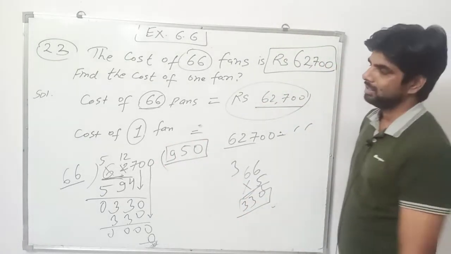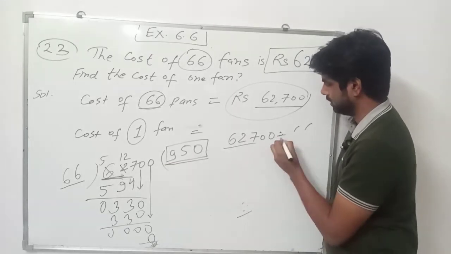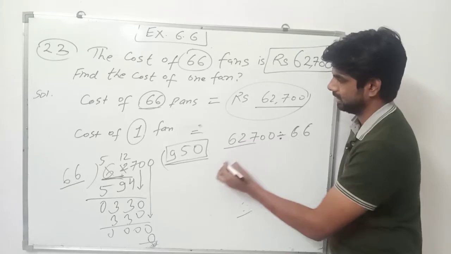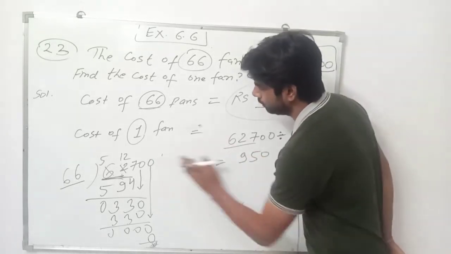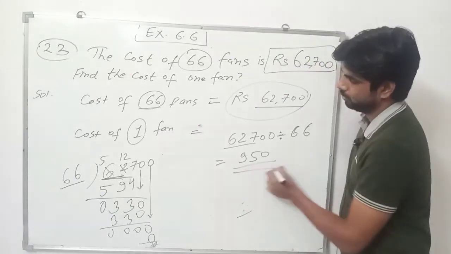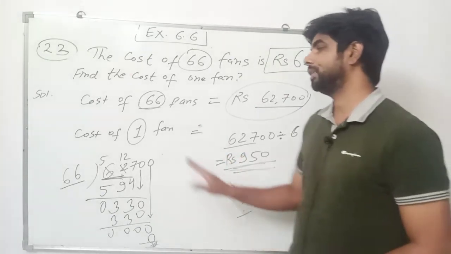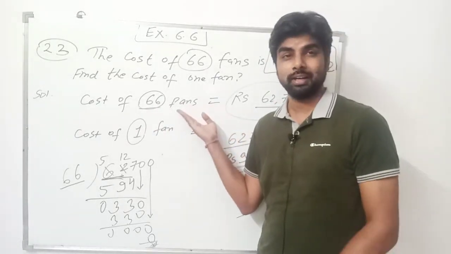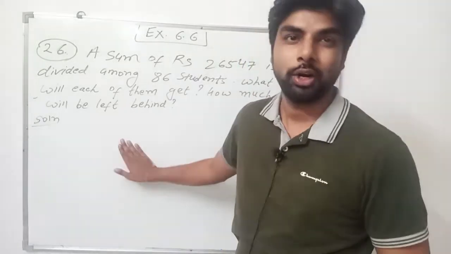950, and this is our cost of one fan, because 62700 divided by 66 is equal to 950. So cost of one fan is equal to rupees 950. So this is how we can find out the cost of one fan if the cost of lots of fans is given. Now let's see question number 26.